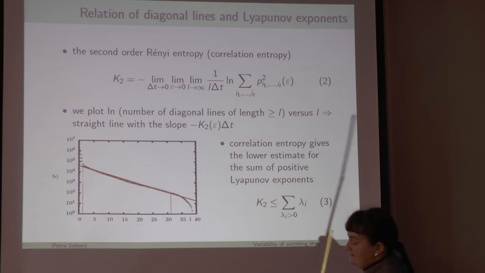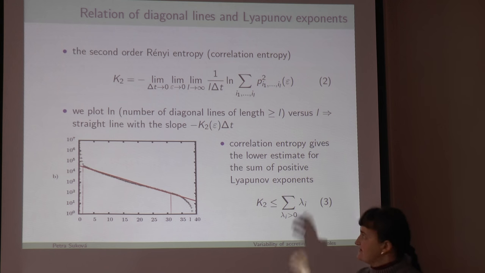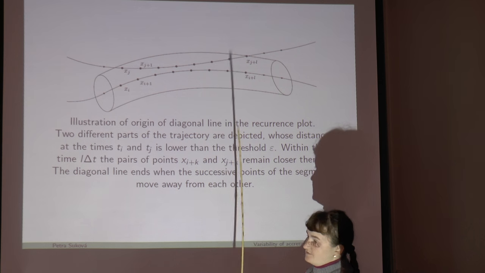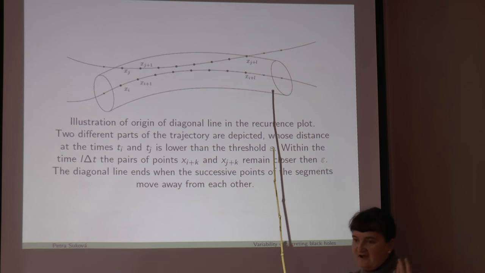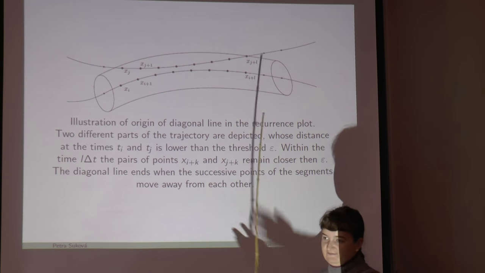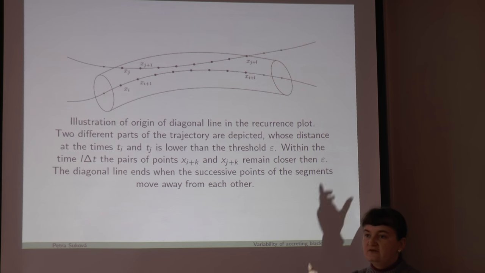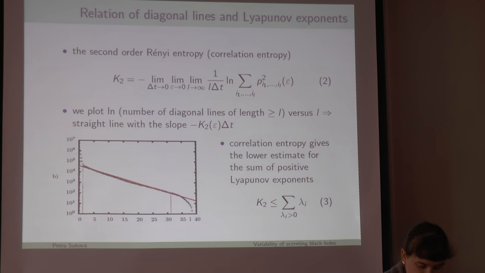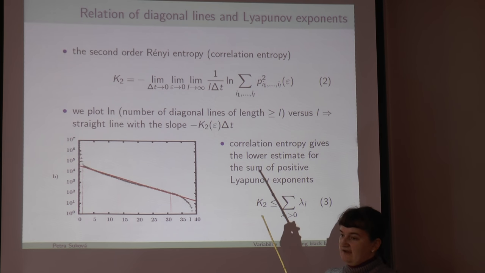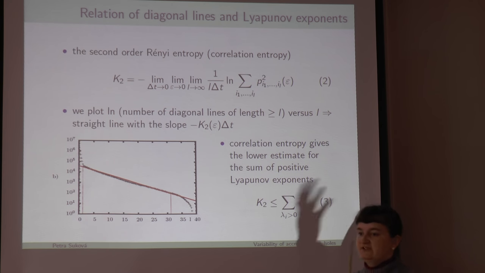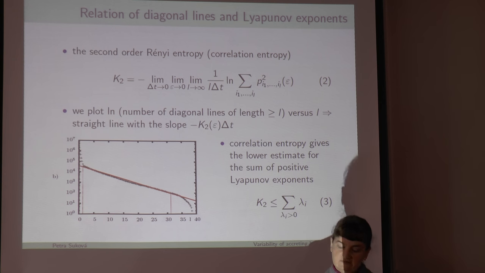The mathematics is quite complicated, but the idea is quite simple. If two trajectories diverge fast, that means the system is chaotic, then the two paths will move away very quickly. So we will have a lot of short lines, but almost no long lines. So the number of diagonal lines will drop quickly. This is connected with the notion of sensitive dependence on initial conditions, which is one of the attributes of nonlinear and chaotic systems.